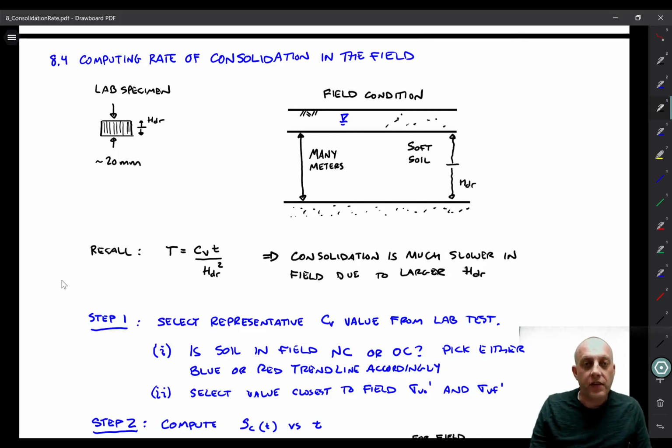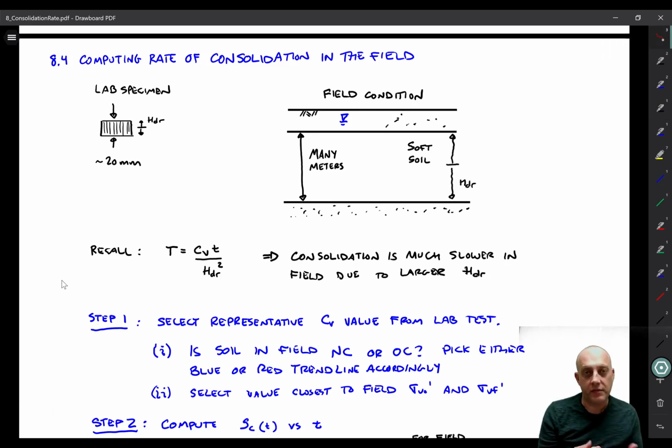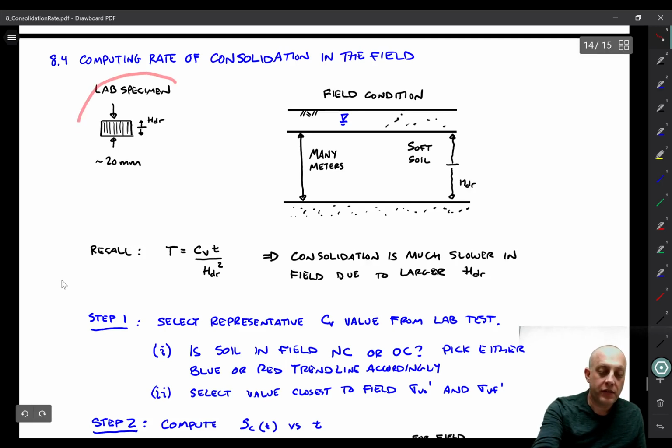Last lesson on consolidation, we'll talk about how to compute the rate of consolidation in the field. What we mean by that really is coming up with a plot of consolidation settlement versus time. We've already used settlement versus time from the laboratory test to derive the C sub v constant from the test. And the thing is that the lab specimen is very small, right?